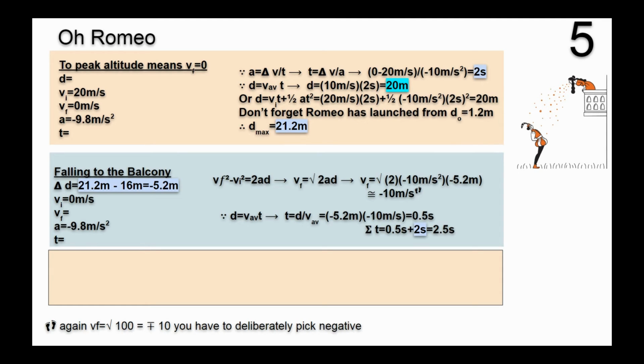Taking d equals v average t, I can rearrange, solve for the time, which is half a second, and we add it to the original 2 seconds up, and we get 2.5 seconds.